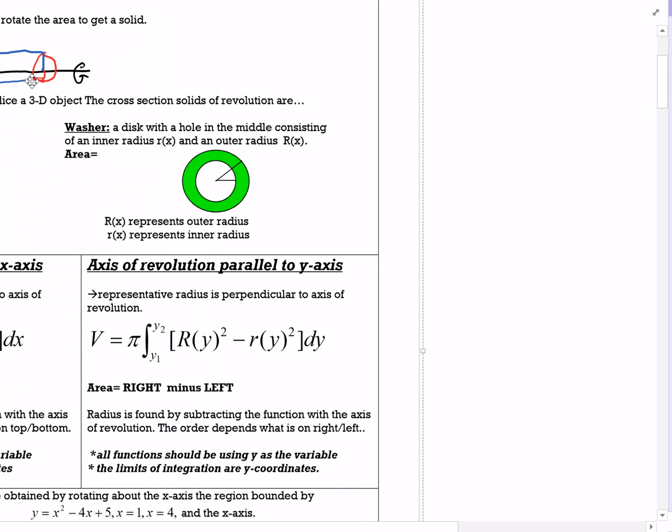This triangle one does come into play a little bit later. But right now what we're dealing with are objects that have been rotated. And when that happens, your cross section is a circle. So it becomes important for us to remember the area of a circle, right? The area of a circle is simply pi r squared. That's going to become important later.